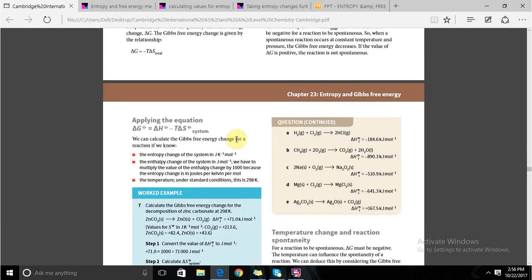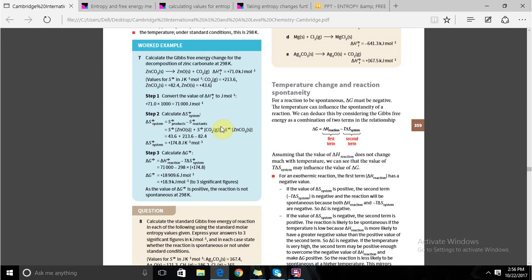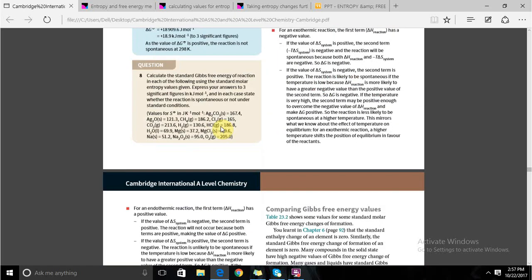Now it is about application of the equation. Entropy change of the system has a unit of joule per Kelvin per mole. Enthalpy change is joule per mole. Temperature is in Kelvin. Again, when we're talking about temperature change and reaction, we have to consider these as different terms. We'll consider this in a moment.